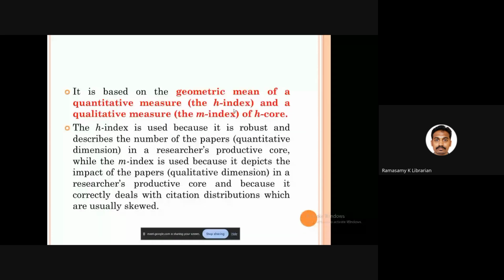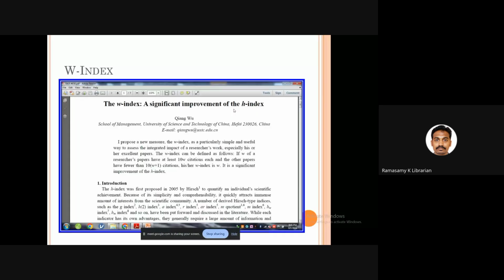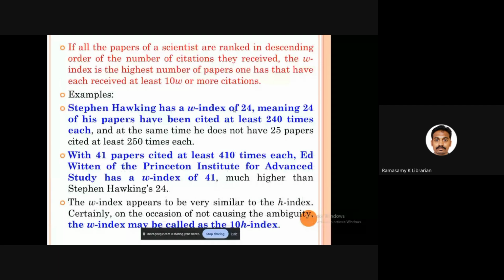It's very simple. Okay. Then comes W index, which was proposed by a Chinese author long before. Very simple index this is. For example, how to calculate this W index? See, if I say that my W index is 24, it means that 24 into 10, that's 240. That means all my 24 papers have received at least 240 citations each. So my W index is 24. Roughly, you can say whatever H index you get, just multiply by 10. That is called your W index.